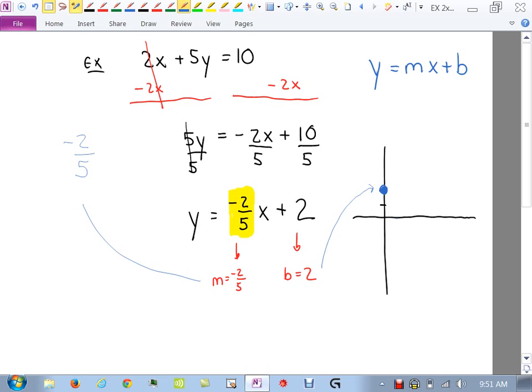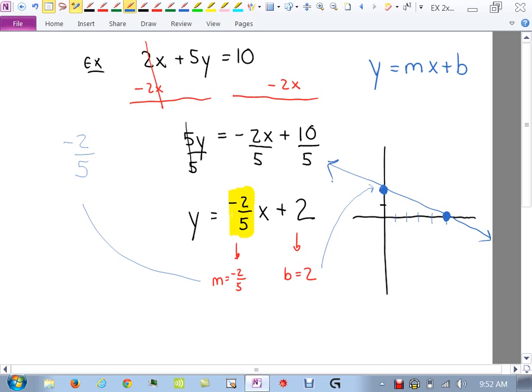And if I do that, look at where I am. Isn't that exactly what we got doing it the other way? And then we can just draw a line through it.